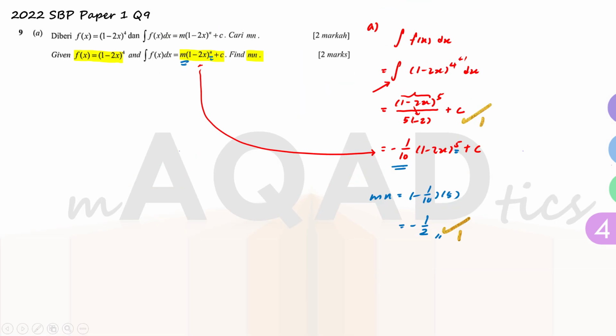And what I'm showing you now is how the marks get allocated for this question.